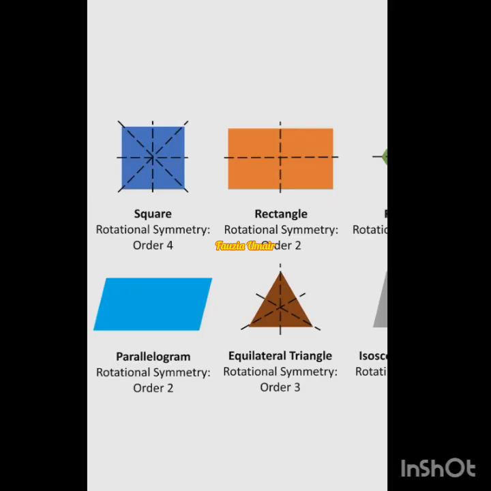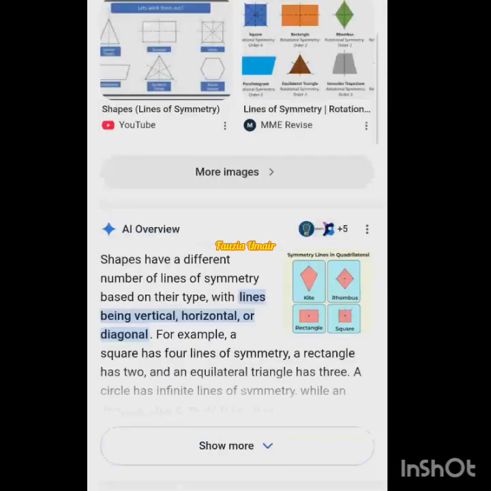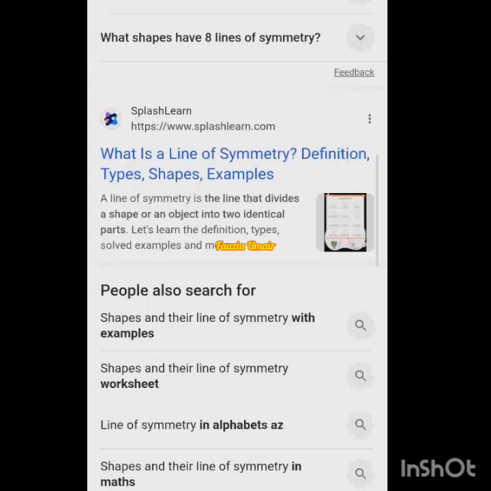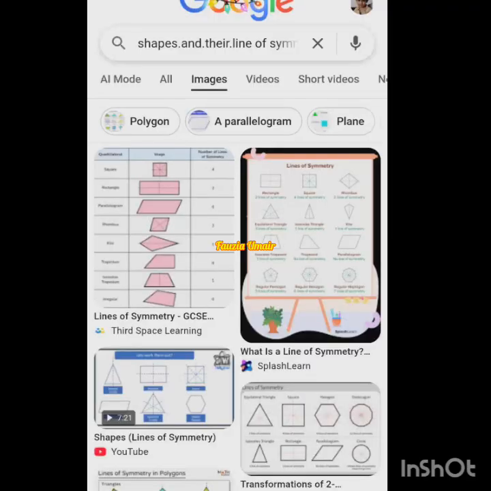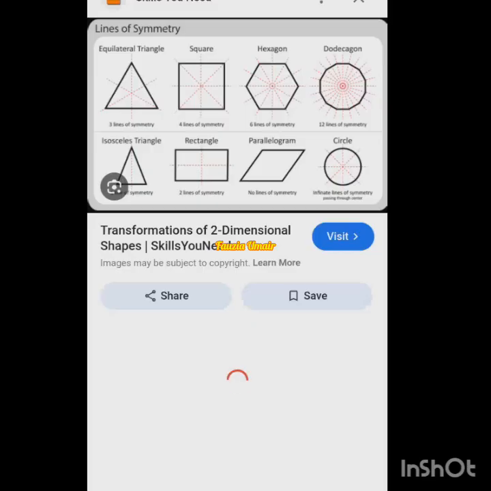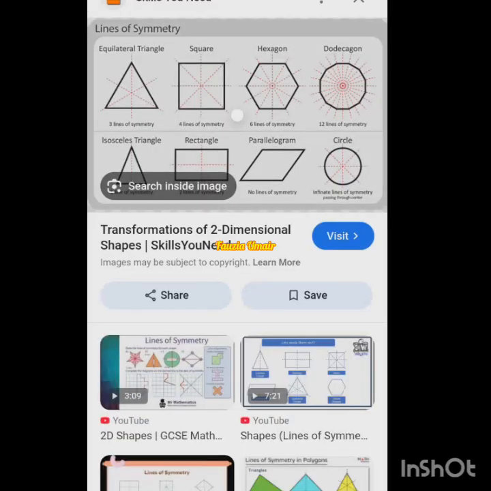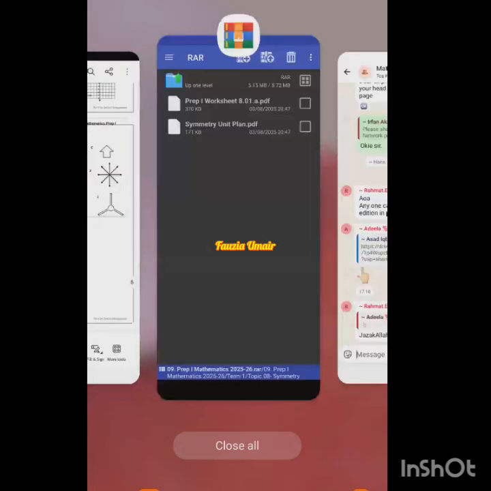So, what do you think about a circle? A circle has unlimited lines of symmetry, that's right. And rotational symmetry is also unlimited, infinite, right? So, an infinite number of lines of symmetry and an infinite number of rotational symmetries. Yes. So, then we can go through this worksheet.